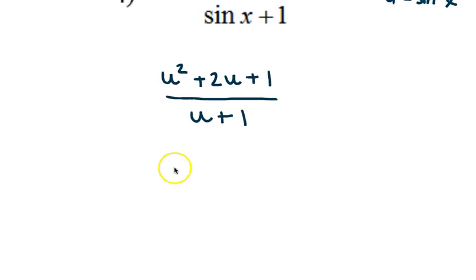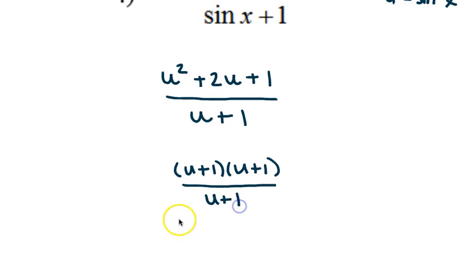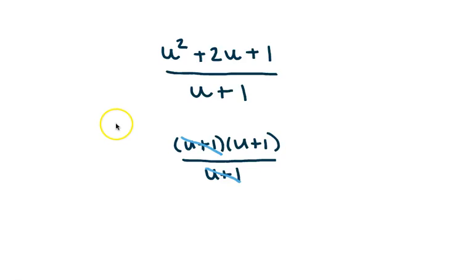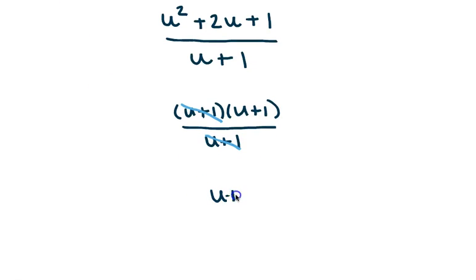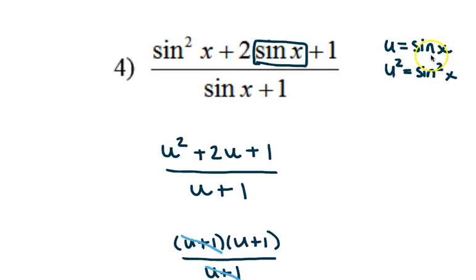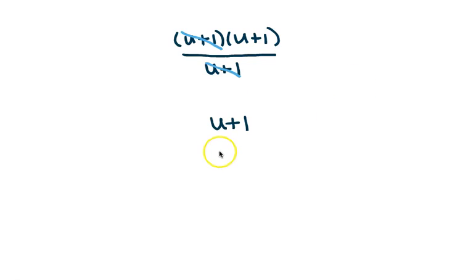And if I factor that, what would that numerator factor to? Well, it would be u plus 1 times u plus 1 over u plus 1, right? What would cancel? Well, we could see that those would divide out and just become 1, right? Anything divided by itself is just 1. So I would just be left with u plus 1. And what did we say u was? U was sine of x, right? So I'm going to replace that u again with the sine x and be left with sine x plus 1.